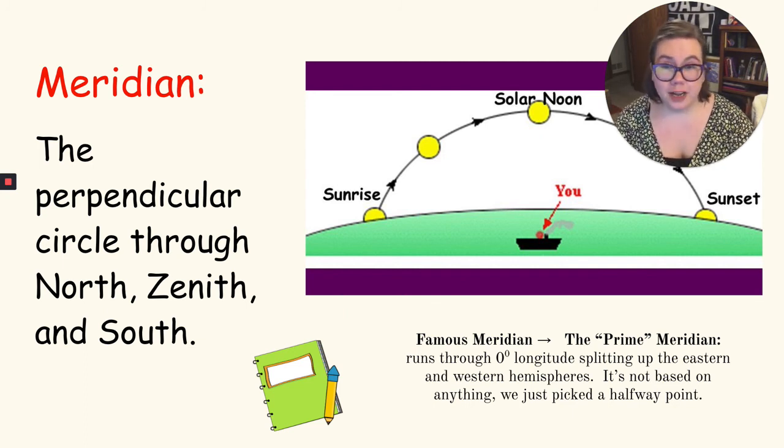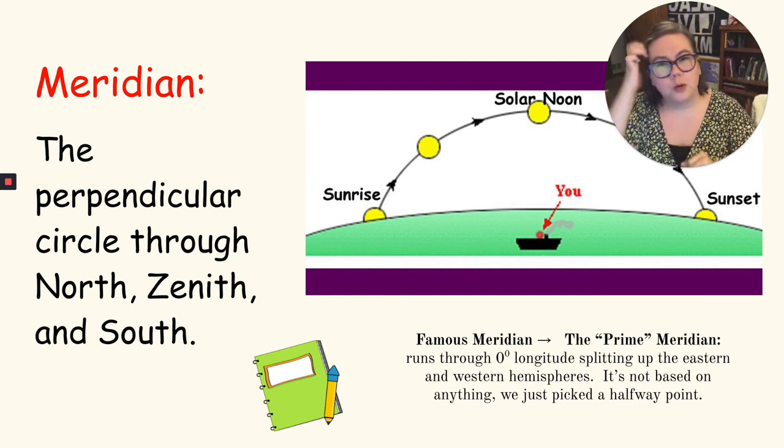There's a famous meridian that I'm sure you've heard of, the prime meridian, and that runs through the 0 longitude on our globe, and splits up the eastern and western hemispheres. It's not really based on anything, it's just a point that people picked as they were making maps. Right? So we use the same kind of thing, but in terms of the sky. We talk about the meridian.